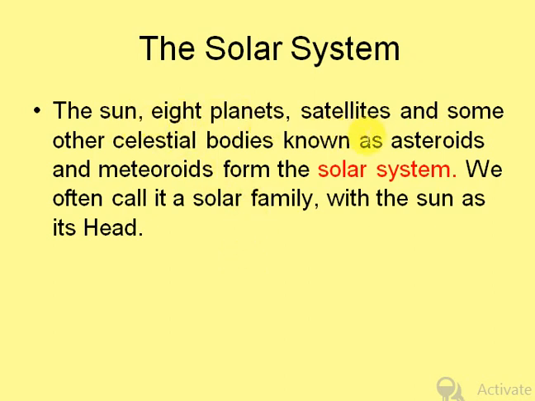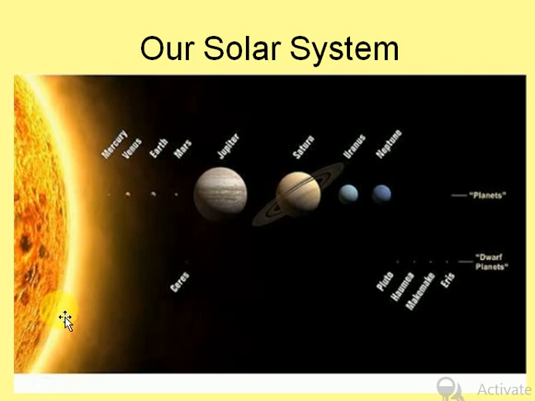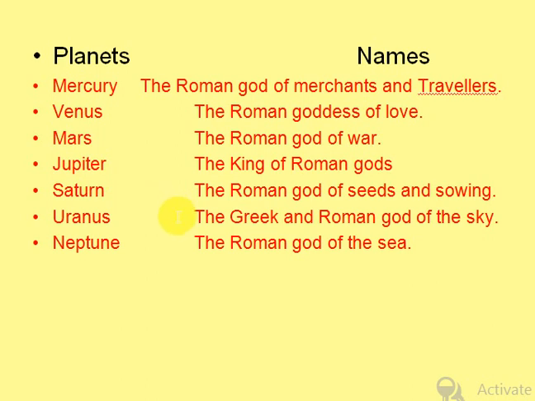So the Sun, 8 planets, satellites and some other celestial bodies known as asteroids and meteoroids form the solar system. We often call it a solar family with the Sun as its head. The Sun is the head of the family, the planets family, you can say. Here are some other interesting facts related to the planets.